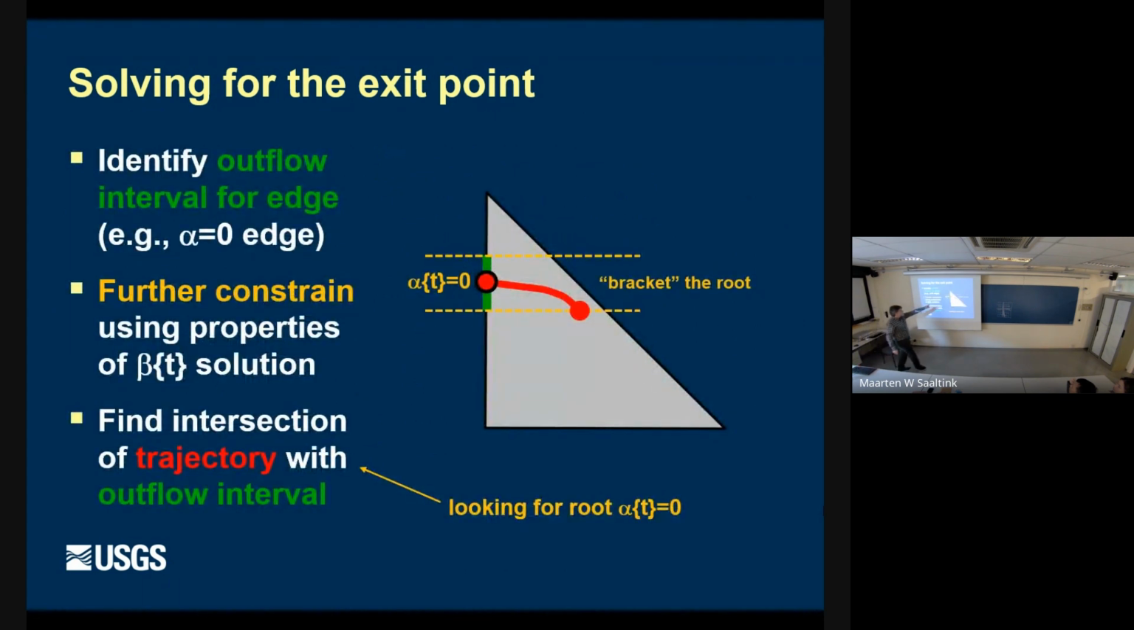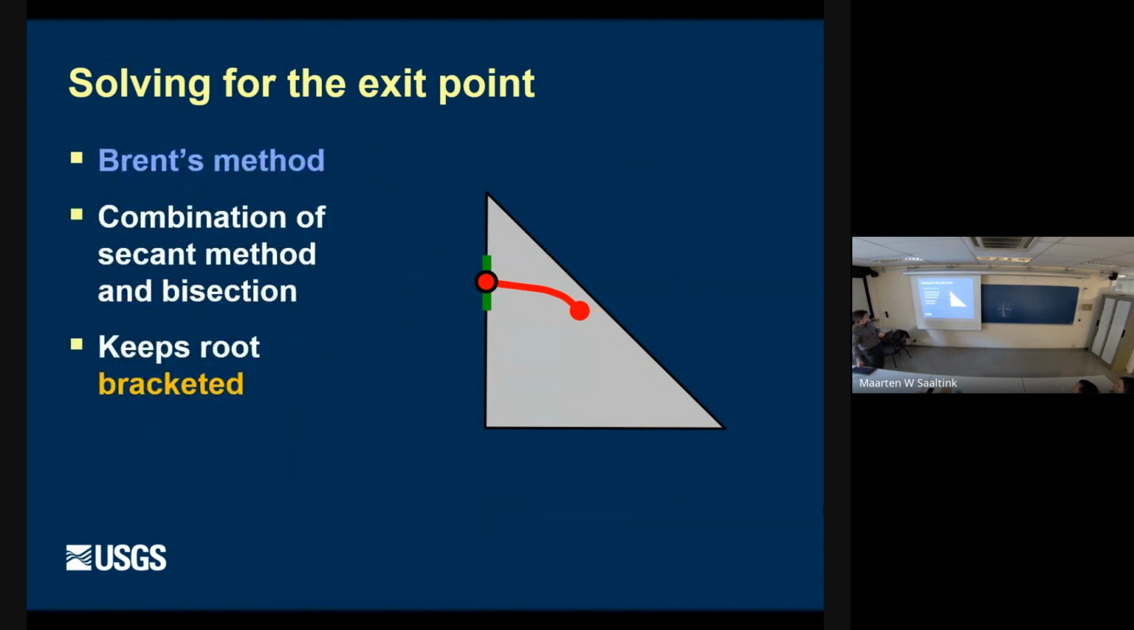All right, so we bracket the root. That's what we've done. We bracketed the root. And we're looking for a root of an equation where alpha as a function of t equals 0. This is the alpha equals 0 face, which we're using as an example. In order to keep the root bracketed, a conservative approach is to use Brent's method, which is a combination of the secant method and bisection method. It's guaranteed that once you know the root is within certain bounds, it will never go outside of those bounds as you're iterating. It's just going to keep narrowing those bounds.